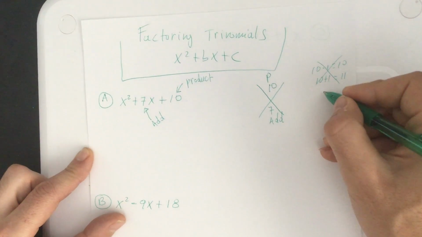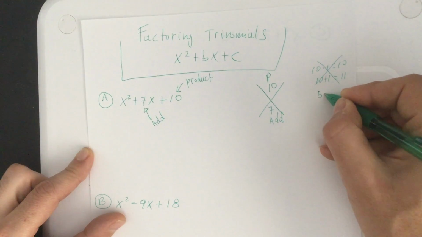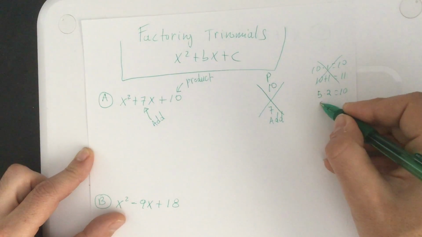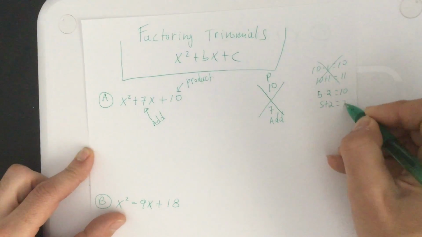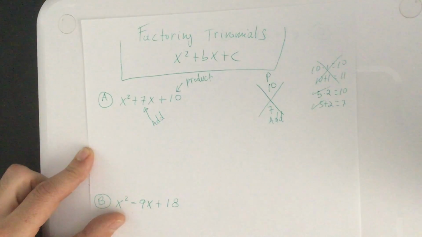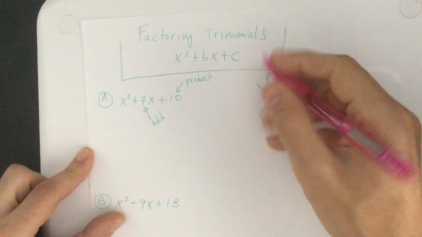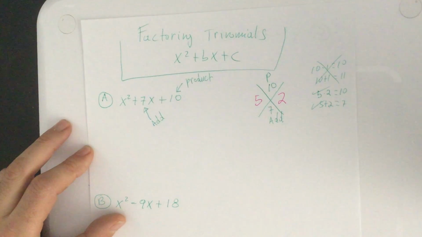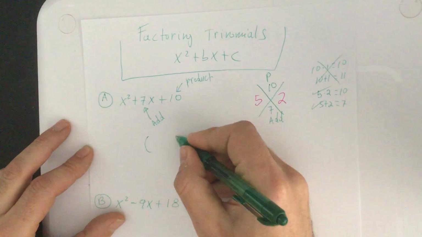So what about 5 times 2? 5 times 2 is 10, and 5 plus 2 gives you 7. So that one works. 5 and 2 would be those two numbers that I'm looking for. 5 and 2. So now we're going to set it up.